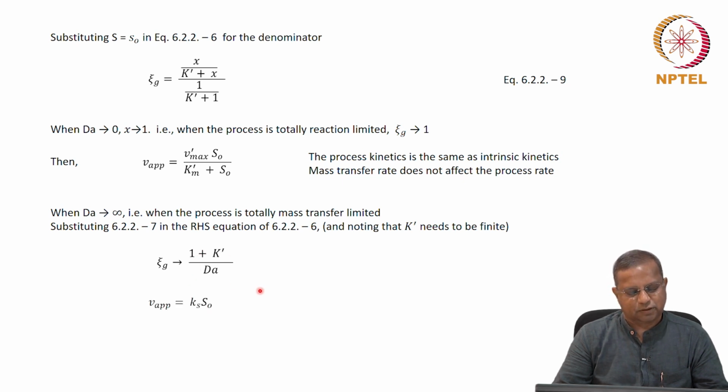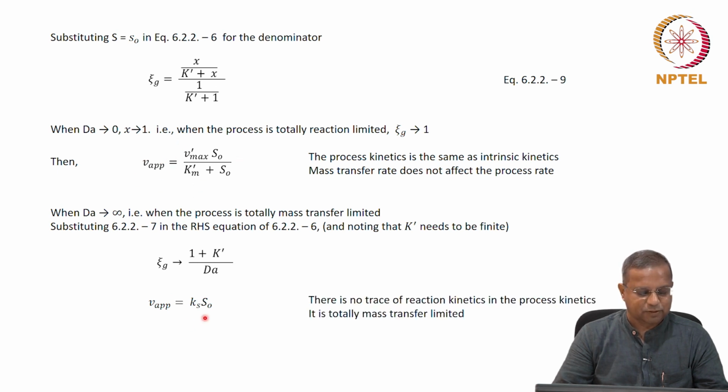Okay. And the apparent rate becomes Ks times S naught, right? You see this completely mass transfer determined, the apparent rate. Earlier the apparent rate was completely reaction determined, and there was no trace of mass transfer in the process kinetics. Here it is totally mass transfer limited.